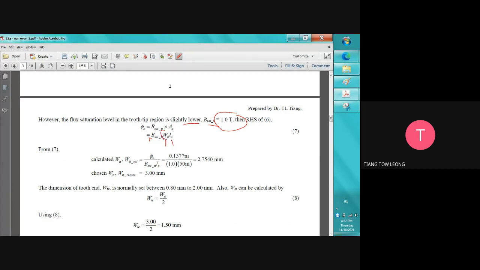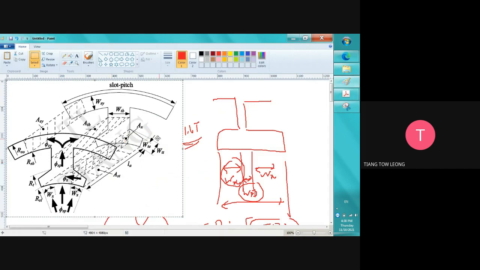So now we want to find WTP, we just use pi x divided by this 2, and then we get 2.7540. And then we will choose the nearest 0.5 value, which means 3 mm. So WTT chosen here will be 3 mm. Now this will be 3 mm.